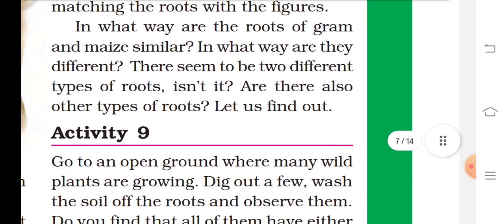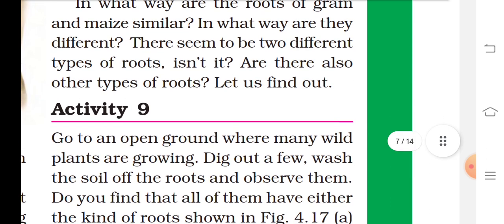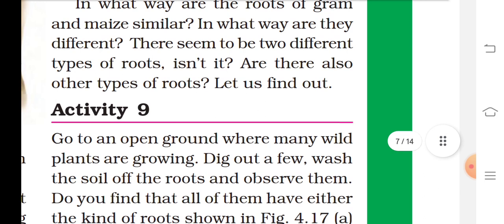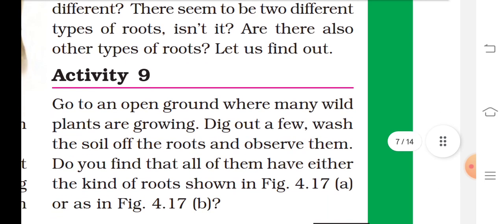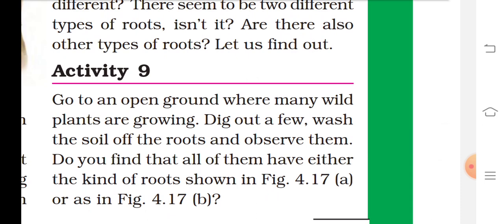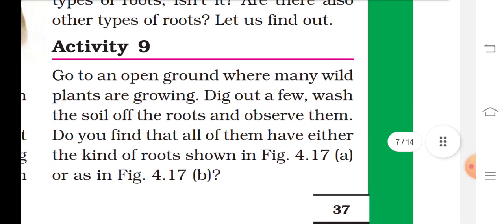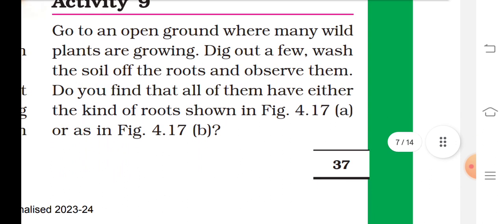In what ways are the roots of the gram and maize similar? In what ways are they different? There seem to be two different types of roots, isn't it? Are there also other types of roots? Let us find out. Activity 9.